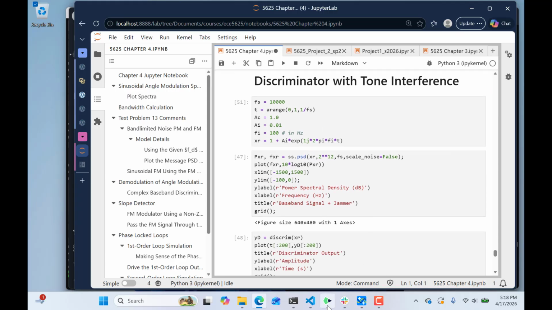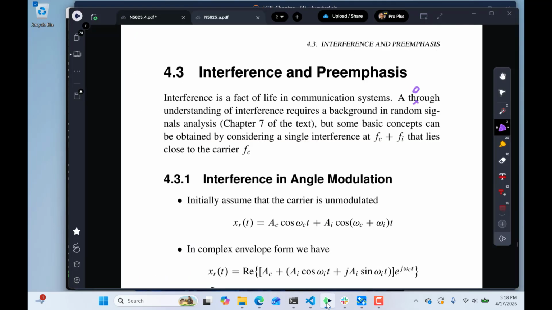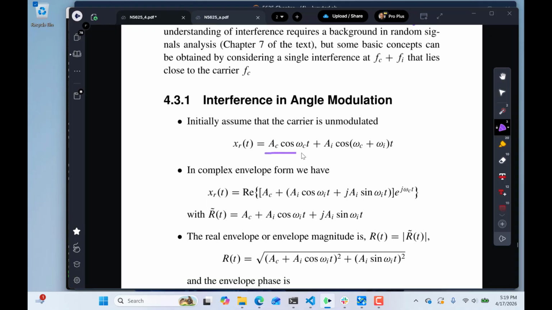We're going to jump back over to the notes, and we're going to talk about interference and then preemphasis and de-emphasis in angle modulation. So interference in angle modulation is sort of the parallel discussion to what we had at the end of chapter 3, where we were assuming that besides our desired carrier term with modulation embedded inside of it, we would have an interference or jamming tone. Here I'm assuming there's no modulation just because I don't need to look at that. I just want to see what the impact will be when I have the interference and I have a discriminator or some type of angle modulation demodulation.